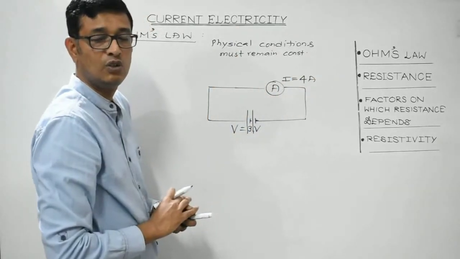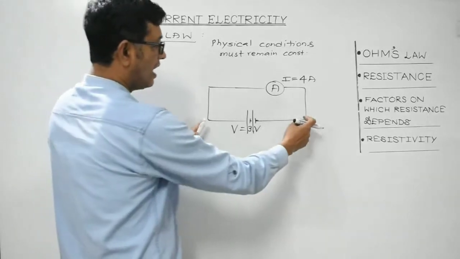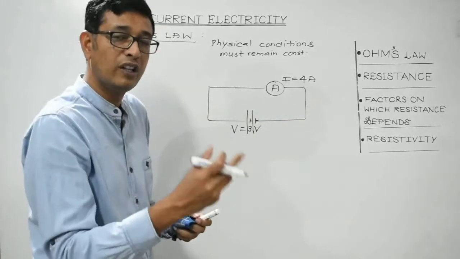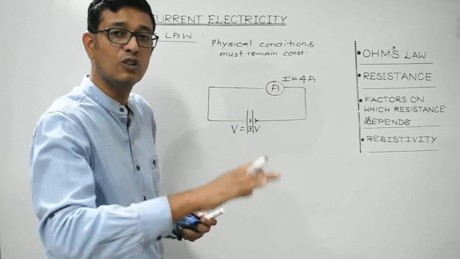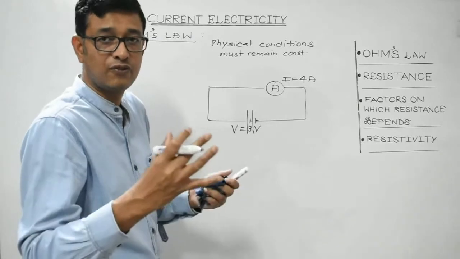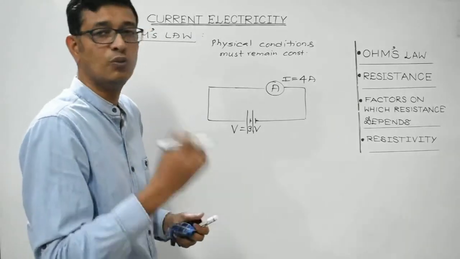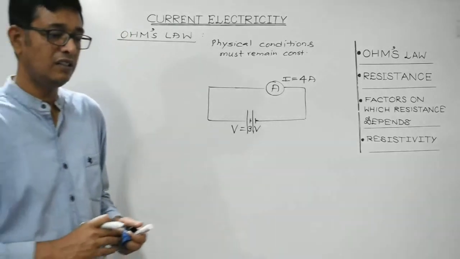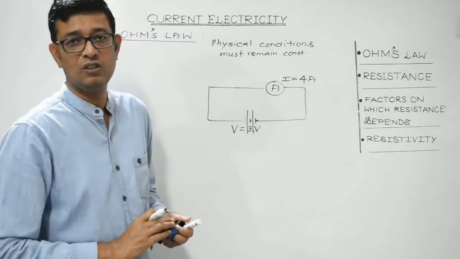So what I mean to say is that as the potential difference across the ends of the conductor is increased, the current flowing through that section of the conductor also increases accordingly. So this forms the basis of Ohm's law. So now we can deal with the statement of Ohm's law.